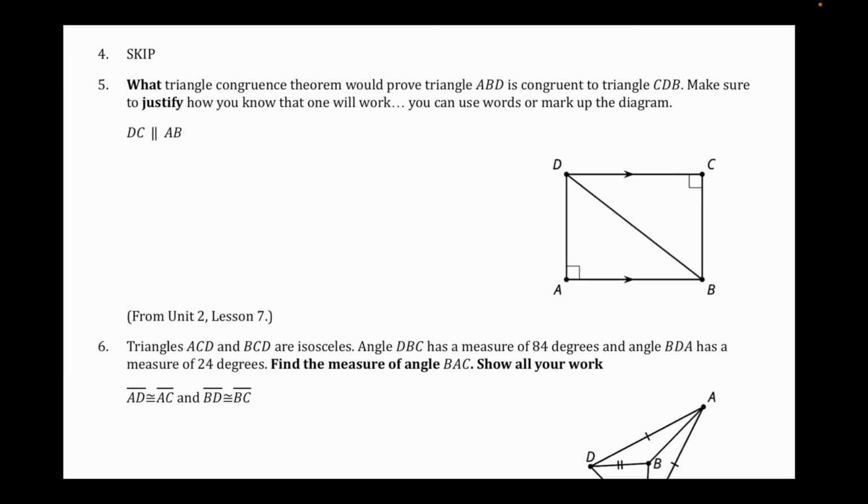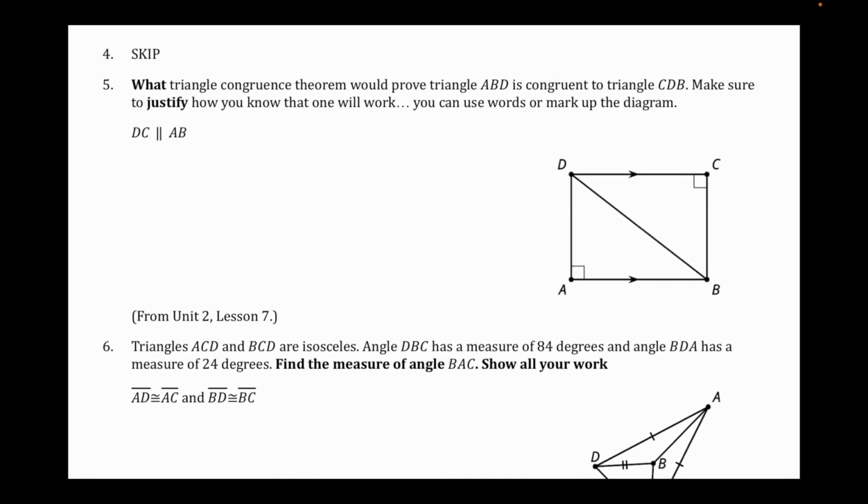So question 5 here from this assignment is asking us what triangle congruence theorem would prove that triangle ABD is congruent to triangle CDB, and make sure to justify how you know it will work. We can use words or mark on the diagram. I love marking on my diagrams because that makes the most sense to me, and then I like to write it in words. So I'm generally going to follow that process.